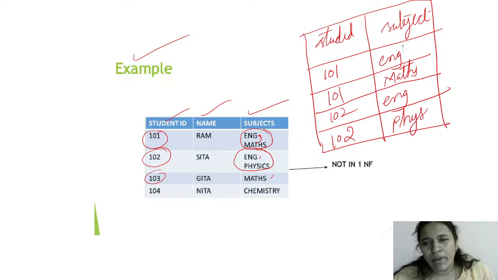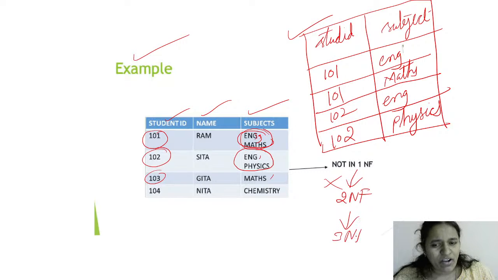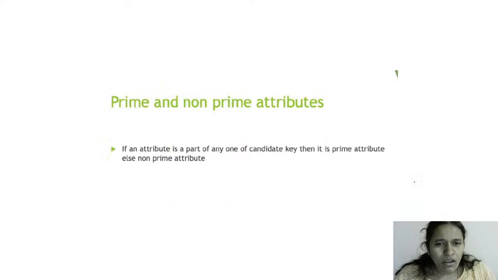Like this, we have to maintain a separate table for the multi-valued attributes. We should not write more than one value in a single cell. It is not allowed in 1NF. That means if it is not allowed in 1NF, then it is not allowed in 2NF also. It is not allowed in 3NF also, right? This is the 1NF.